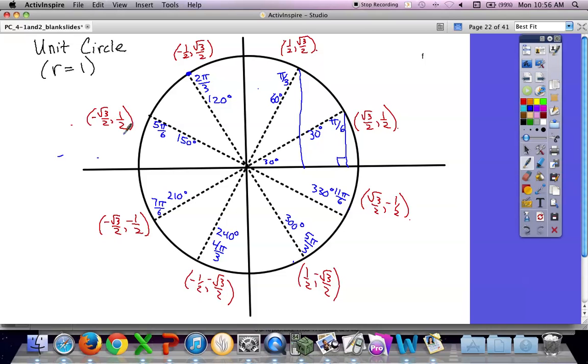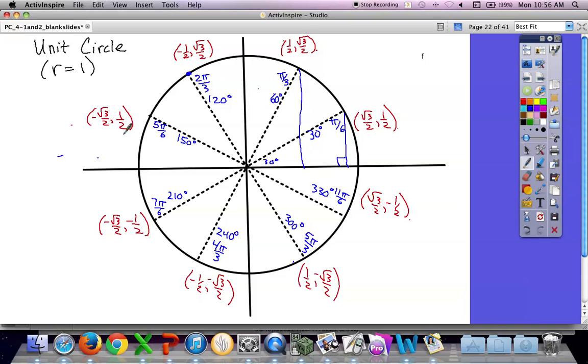Now, 30 degrees is pi over 6 radians. How could you confirm that it equals pi over 6 radians? Convert it to radians, right? Multiply by pi over 180. It's pi over 6. So every 30 degrees is pi over 6 radians.